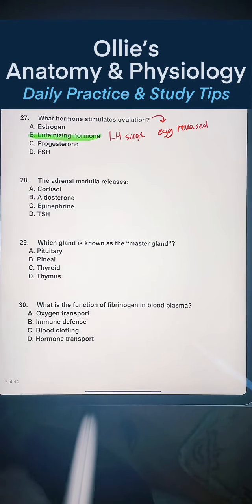Number 28, the adrenal medulla releases. A lot of students get this mixed up, so we'll definitely cover this one, number 28. In previous live streams, I've seen some people mix this one up.